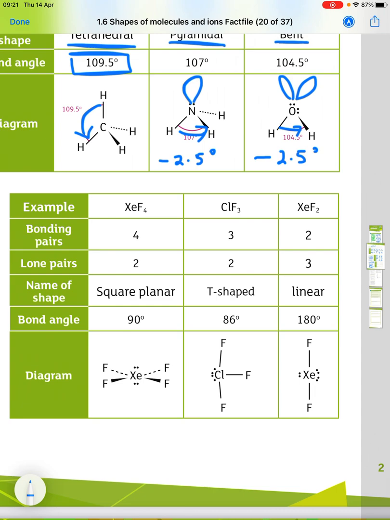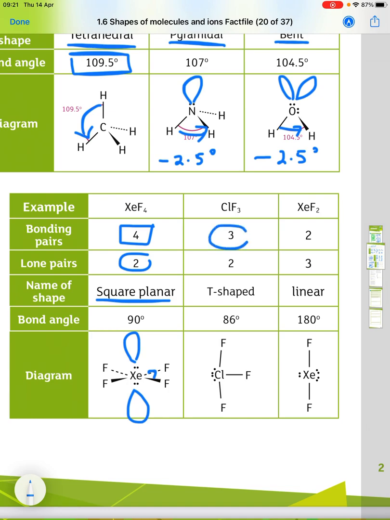So, some other examples here. If we look at XeF4, there are 4 bonding pairs, 2 lone pairs, and it's square planar. So we have a lone pair here and a lone pair here, and the bond angle between each of those is a right angle.